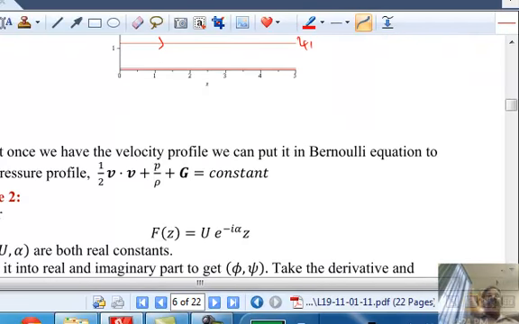But if you want to calculate the pressure, what do you do? Once you know the velocity field, you put it into the Bernoulli equation, because the Bernoulli equation is the integrated form of the Euler equation. Once you know the velocity, you plug it in here, and you can calculate what the pressure field is. Of course, g is the gravitational field that is known.